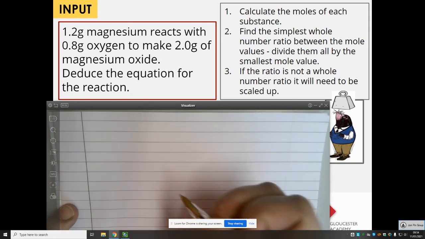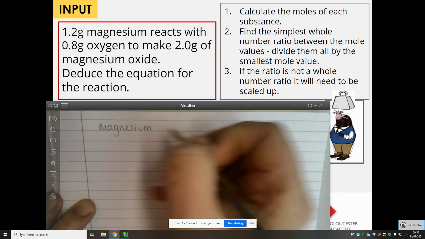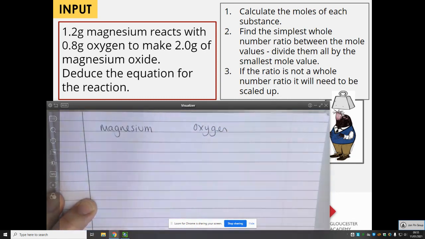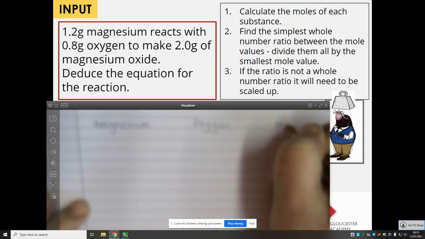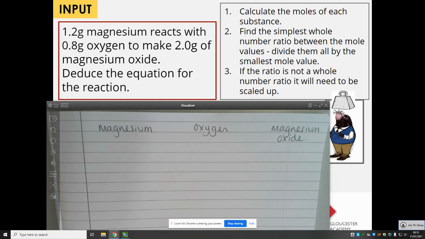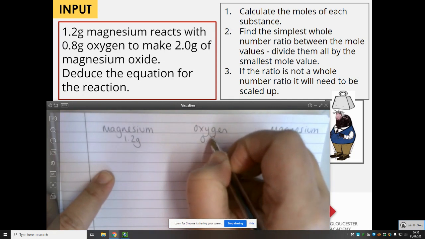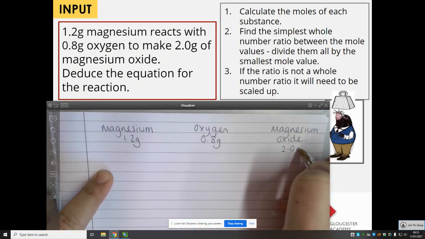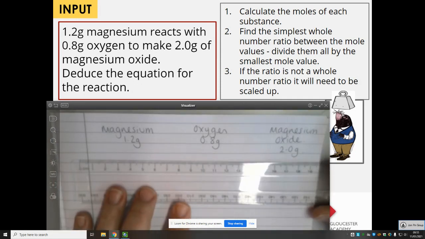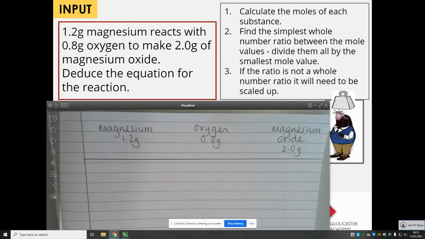So the first step is to write out the reactants. And then I'm going to write out my product. Then what I'm going to do is to put the masses that I have. And I'm actually just going to use my ruler to draw a line across the page.